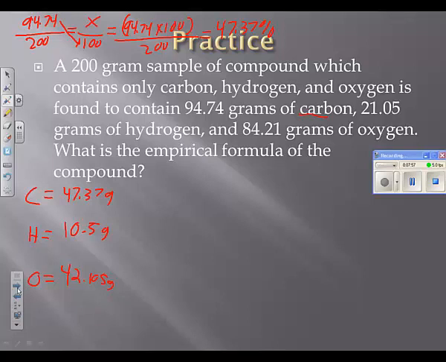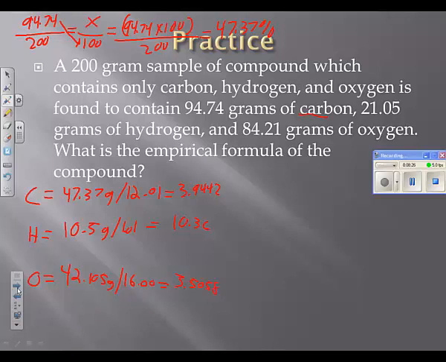which just means divide by the molar masses. So carbon is 12.01, which gives us 3.9442. Hydrogen is 1.01, there's a decimal there, and that gives us 10.36. And then oxygen finally is 16.00, and that will give us 3.5058.